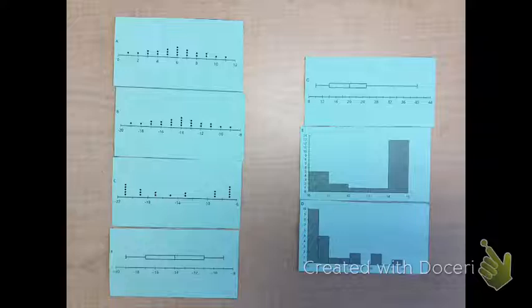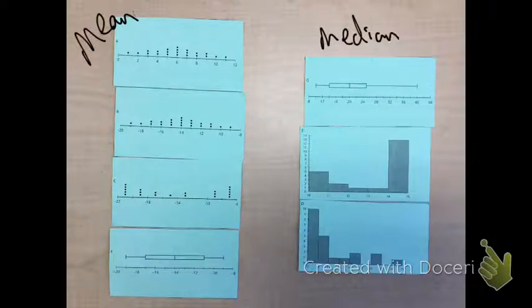So here are the 2 piles I have. On the left, I have a pile of things that I think the mean would describe the center better. And on the right, I have things that I think the median would describe the center better. So next, what I want you guys to come up with is why. I would argue the one that was bell-shaped would be the median. The bell-shaped median? So let's talk about this. What did we notice in our warm-up?